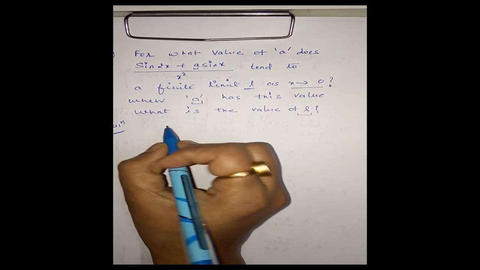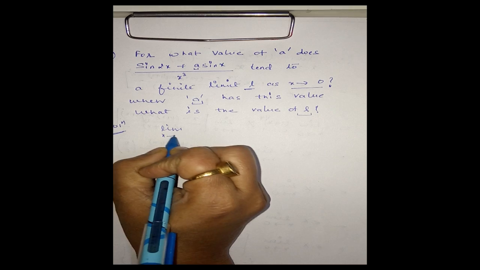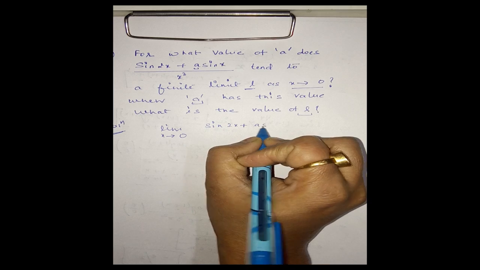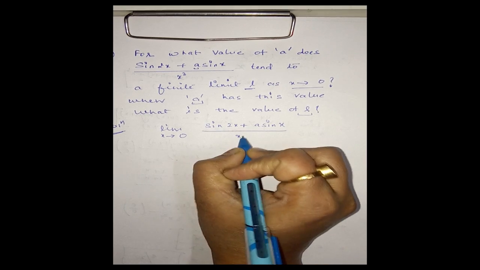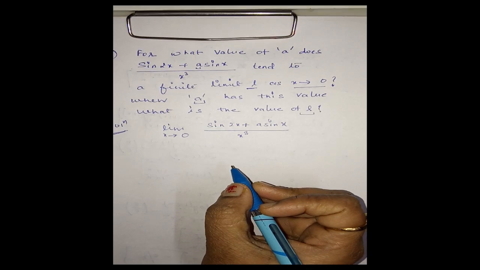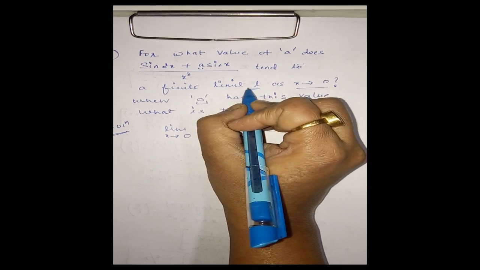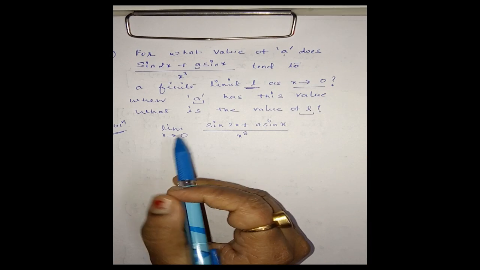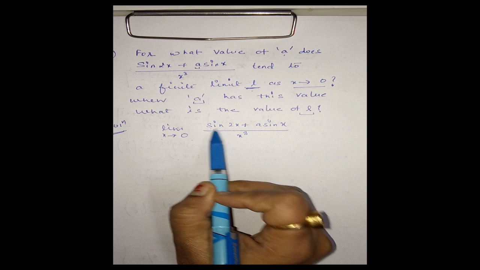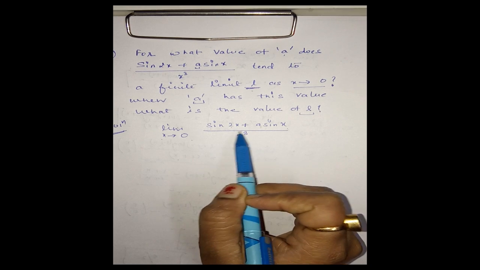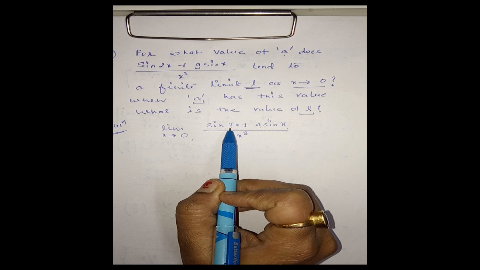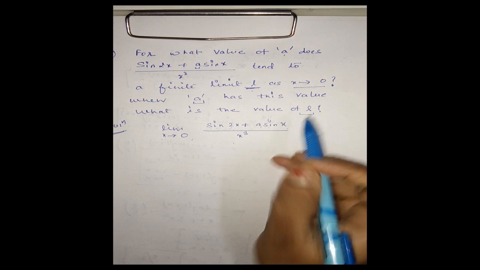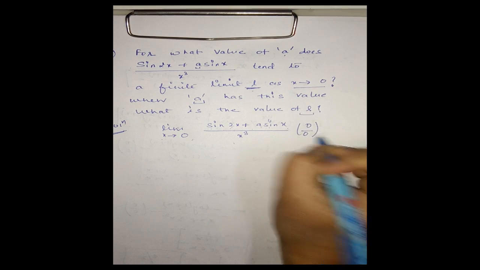Now first we have to find the limit as x tends to 0 of (sin 2x + a sin x) / x cubed. To find the limit L, we have to find the value of a. On taking x to be 0, we know sin 0 is 0. In the numerator we have 0, in the denominator we have 0 as well. This is 0 by 0 form.